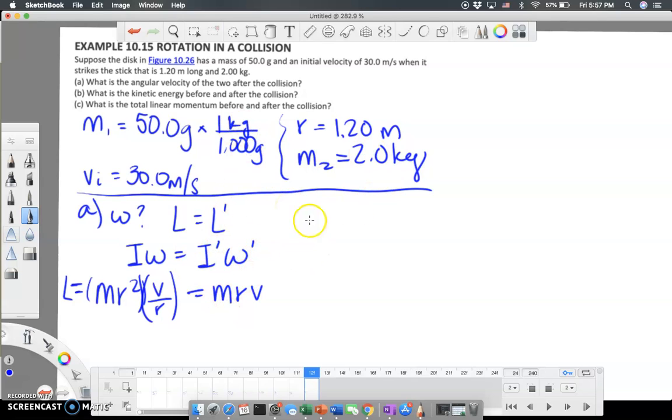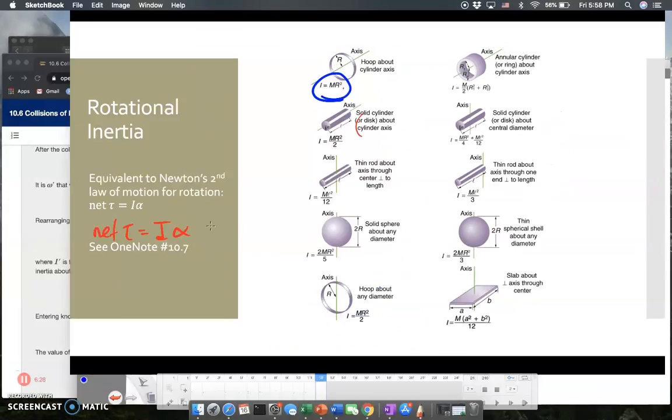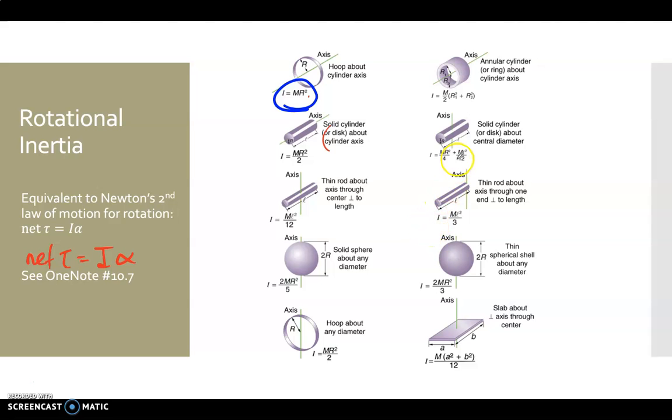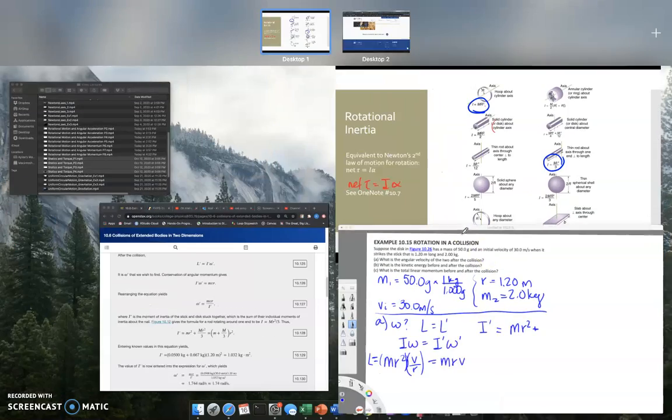After the collision, our inertia is not just of the disc now. Now it's the disc and the stick because they're stuck together. So we will need to add those two together. We're going to have mr squared plus the inertia due to the stick. So we're going to go back to here and assume that the stick is a thin rod. So we're going to say that its inertia is mr squared over 3.